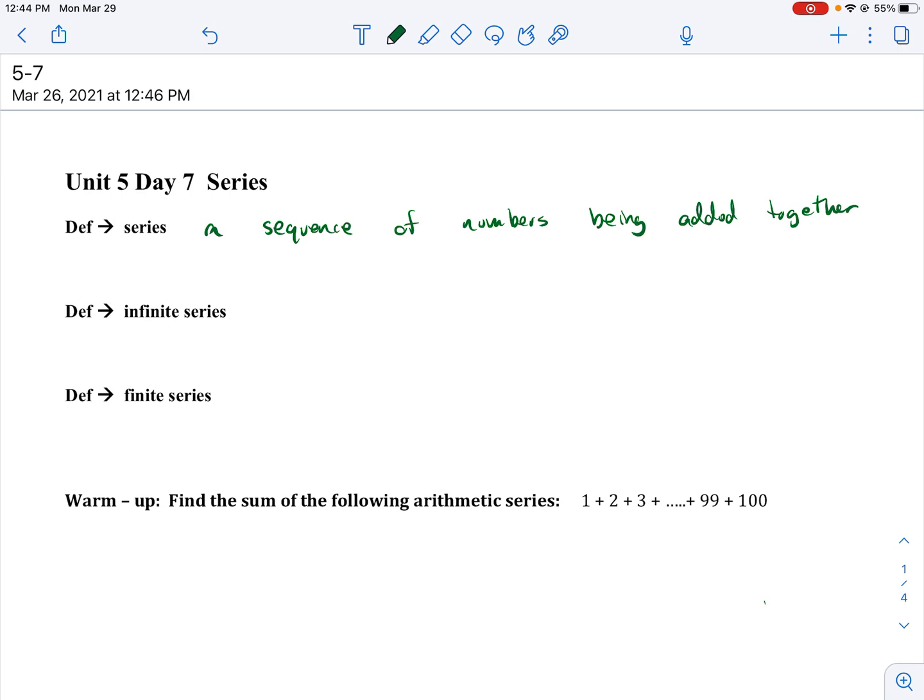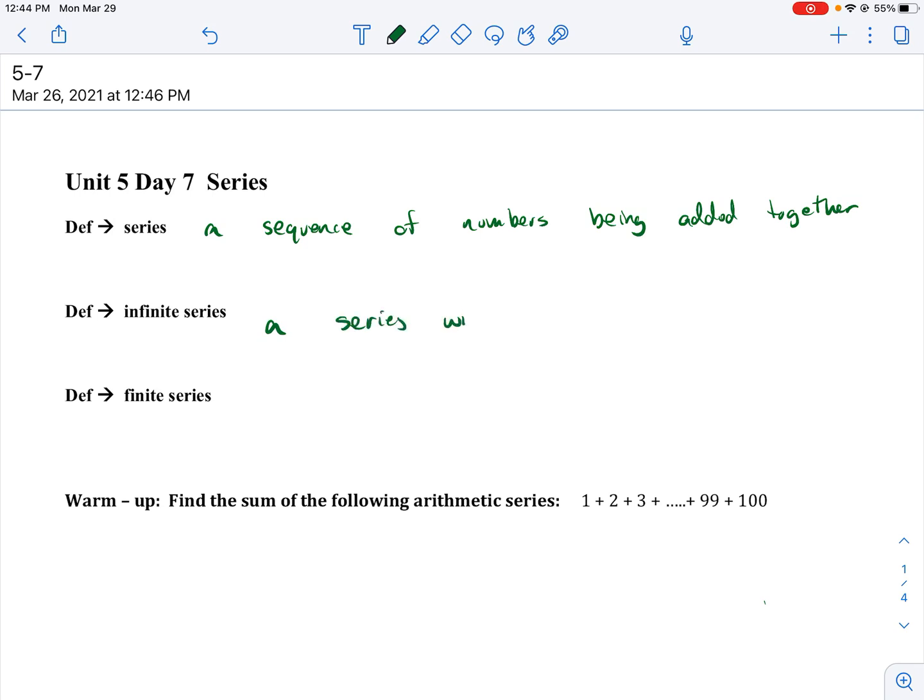Okay, and so what we're going to be doing is referring to these same sort of sequences, these arithmetic or geometric, but instead of just figuring out the term number, we're going to be adding all the terms together, right? Okay, so just taking that concept of sequences and adding one more thing, right? We're adding all the numbers up now instead of just finding the pattern and whatnot.